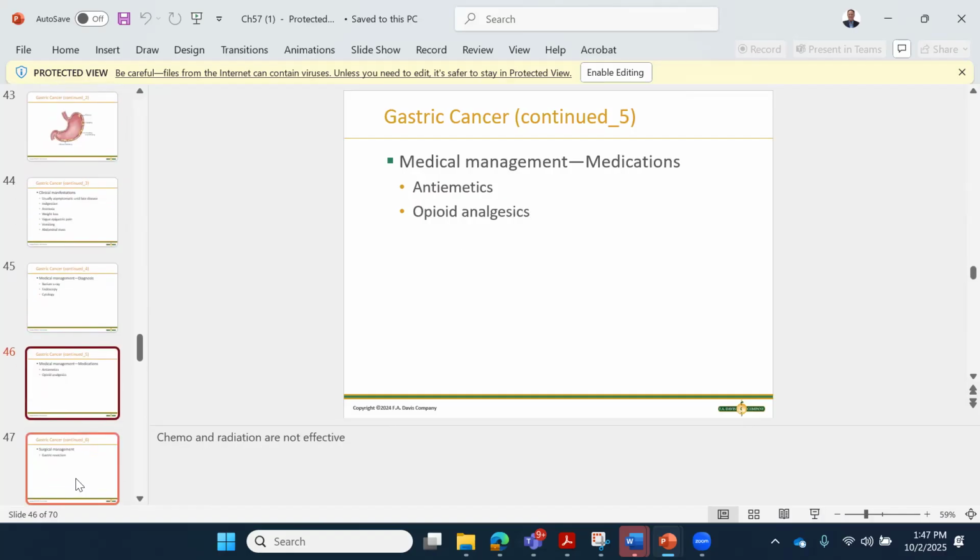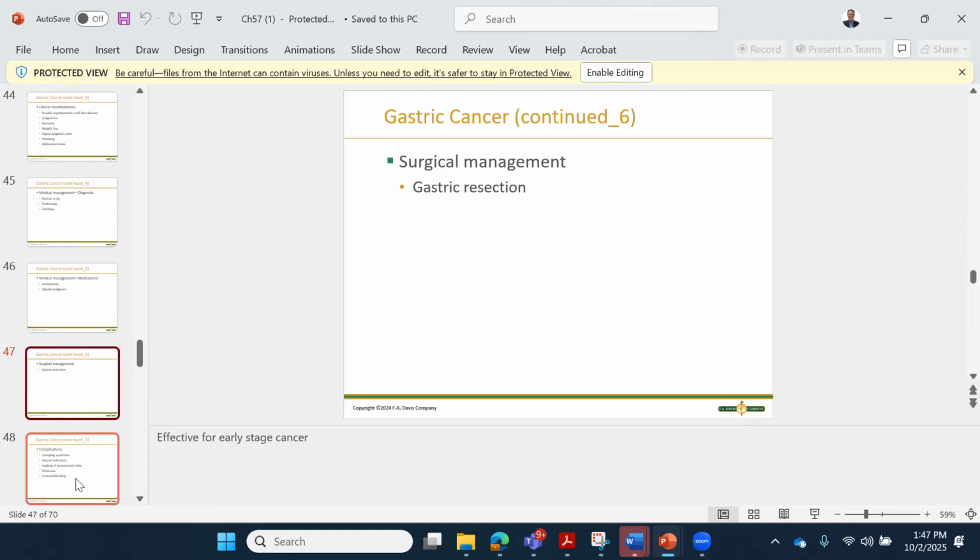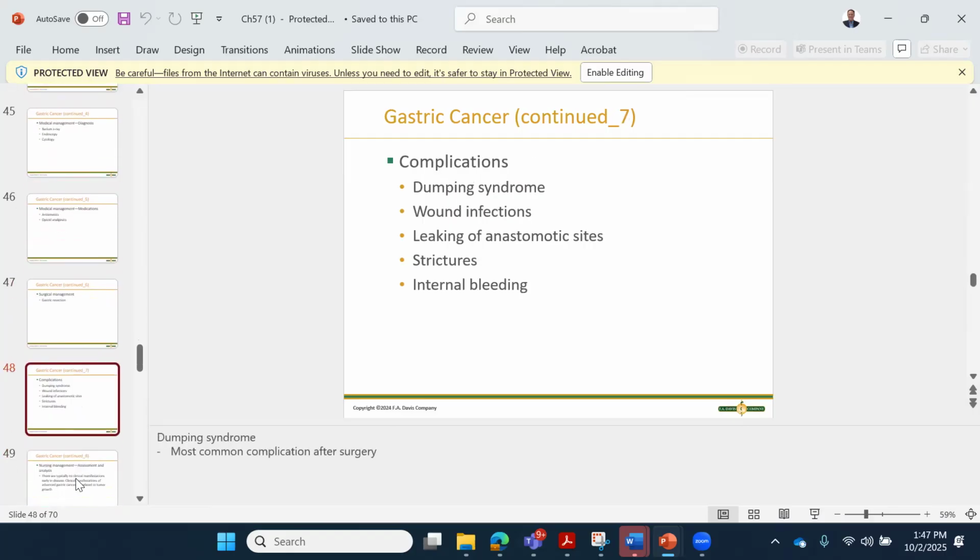So with gastric cancer, you would expect antiemetics and opioid analgesics to be administered. And with the treatment of gastric cancer, chemotherapy and radiation alone are not going to be effective. These patients are going to require gastric resections, especially in early stage gastric cancer. Again, gastric cancer is high risk for metastasizing early on.